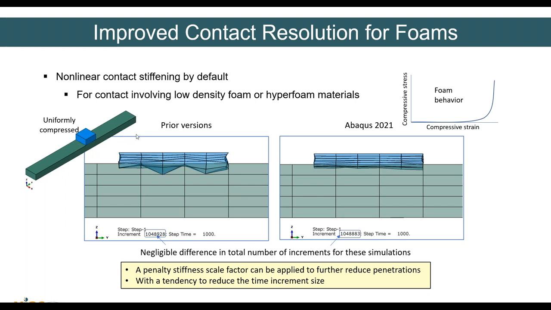What you see is the contact constraints are not as even in the previous version. That has been changed and improved in the latest release. What you see is much better enforcement of the contact constraint, leading to better convergence behavior and better results. Apart from this, you can also use the penalty stiffness scale factor. You can vary that one. You can increase it to further reduce the penetrations, but it has a tendency to reduce the time increment size. You need to be careful about this behavior.